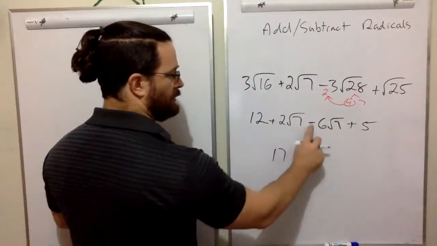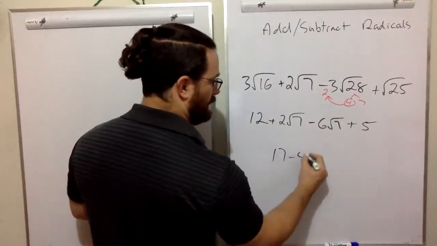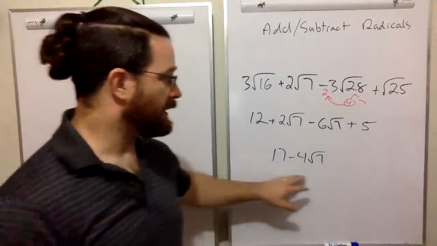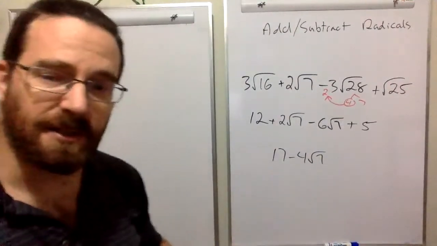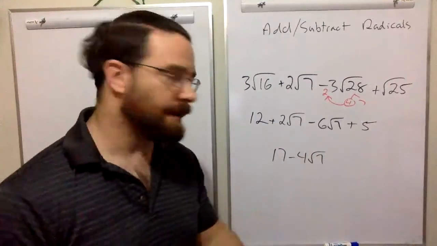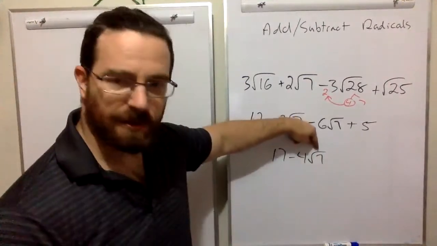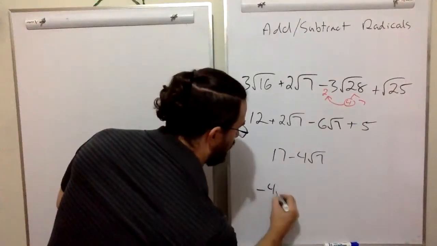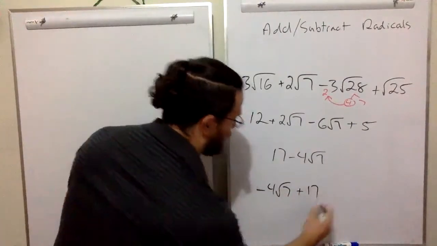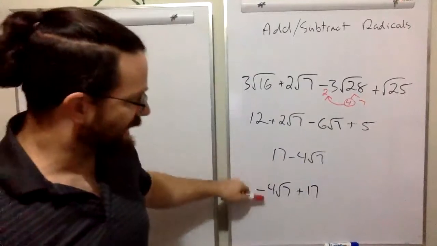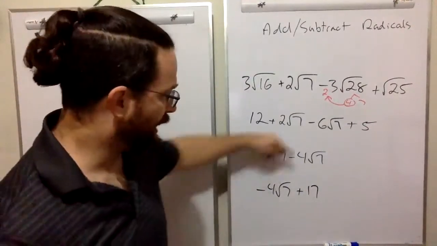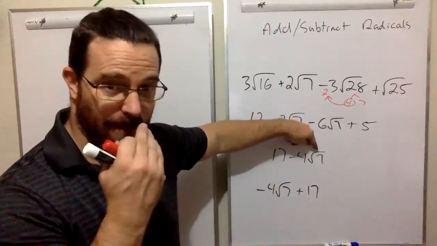So this is going to be 2 minus 6. I get -4 radical 7. And that's as far as it's going to go. And it is considered proper. Put your radical terms last. You could have written the answer like this: -4 radical 7 plus 17. These are the same thing, but we just consider it to be proper to have the radical term in the back.